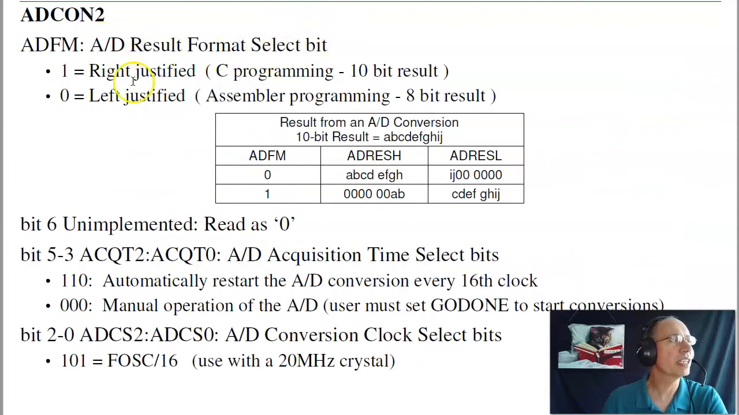And ADCON2 controls whether the 16-bit register stores your 10-bit answer left justified or right justified. Left justified is used for assembler. Here's my 8-bit A2D result, and 8-bit operations are a lot easier to do in assembly. If I'm using C, I want it right justified. So this will be a 10-bit number, 0 to 1023. We're using C, so we'll use this one.